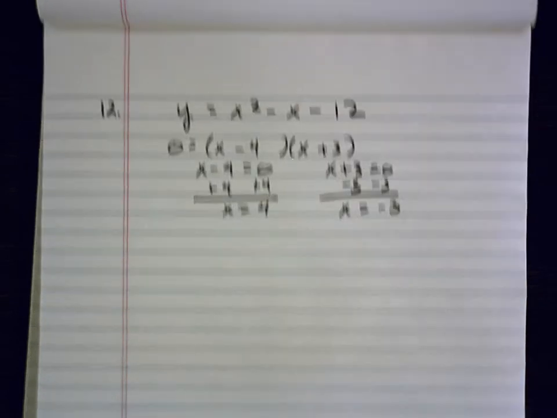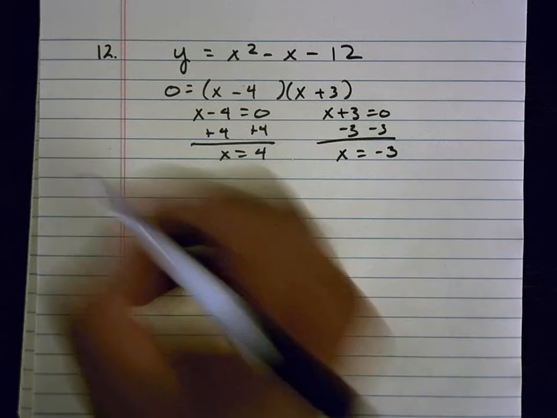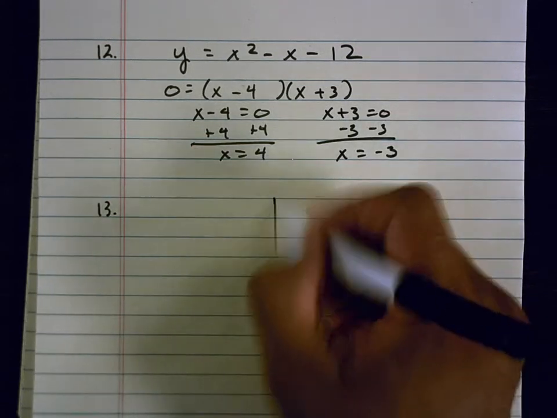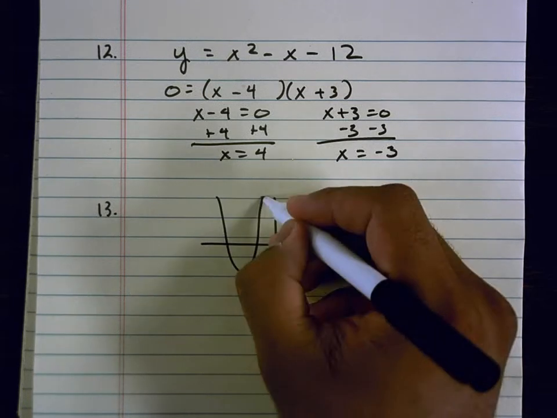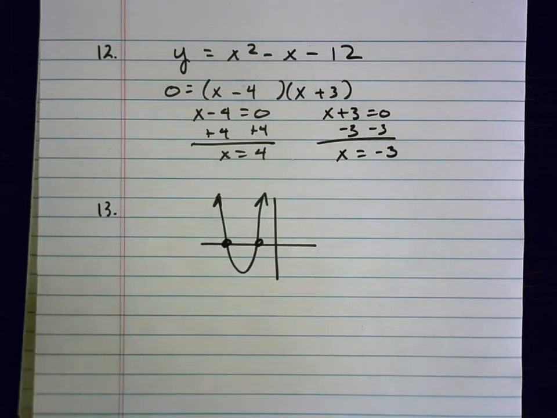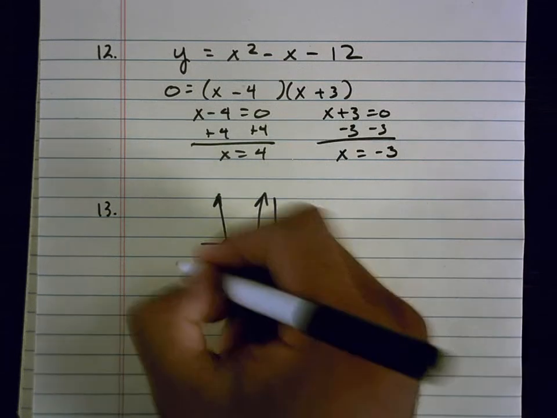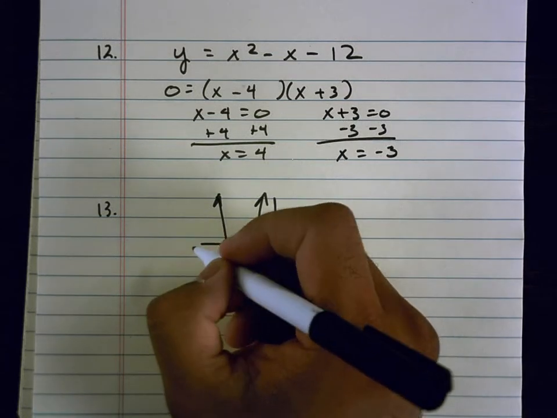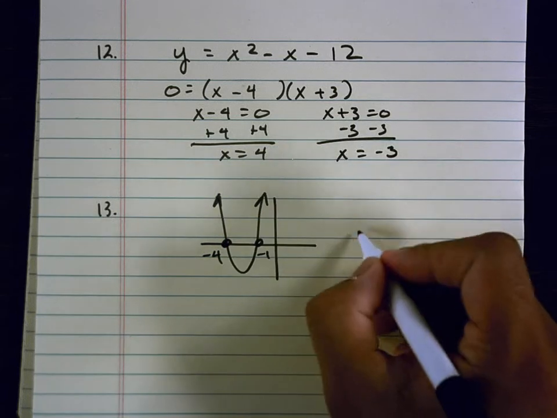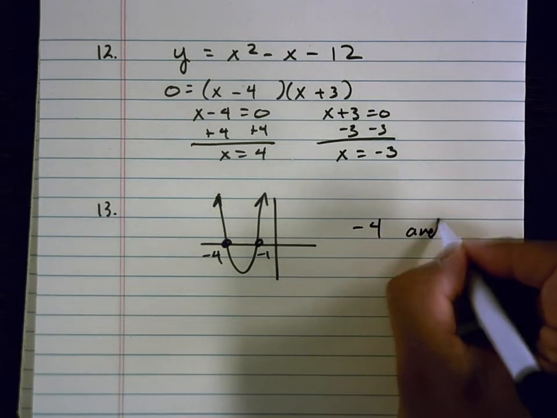Number 13 says find the x-intercepts. And they give you this graph here. And remember, the x-intercept is simply where it crosses the x-axis. And based upon this graph, it crosses at negative 1 and negative 1, 2, 3, 4. So your x-intercepts are just going to be negative 1 and negative 4.